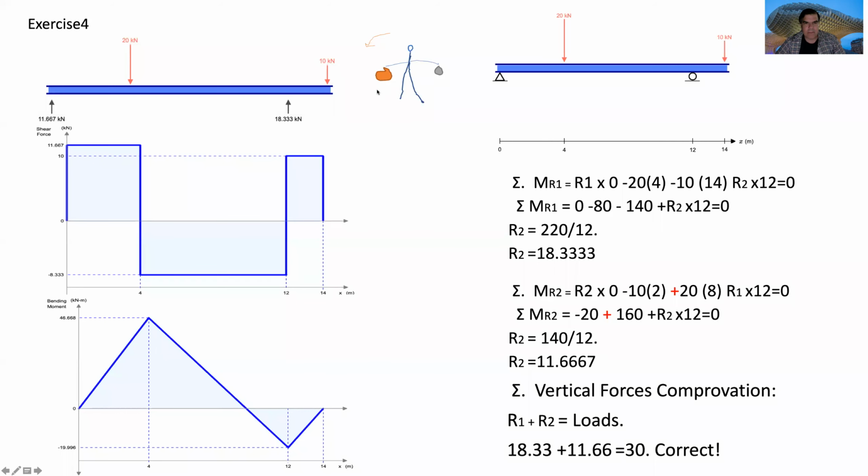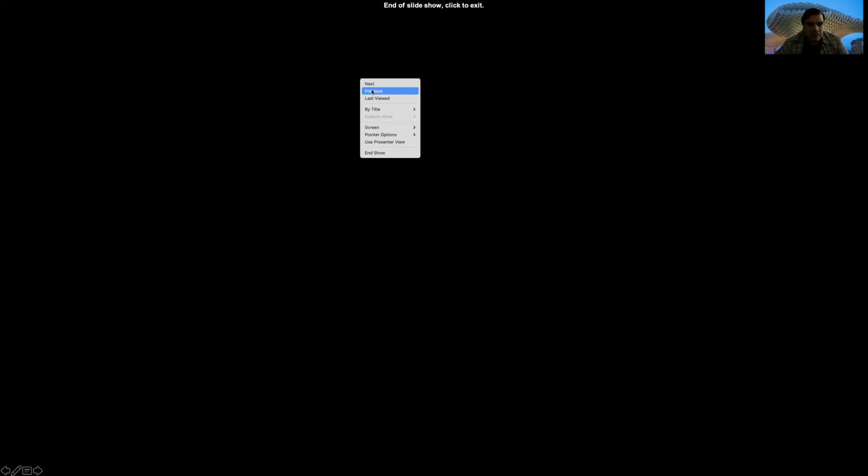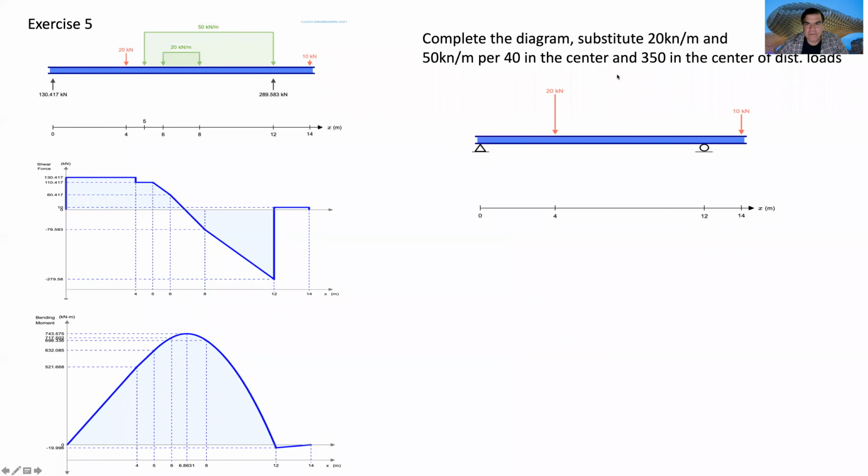Finally, let's go to the last one. The last one will be calculated by you guys. And I will explain you what you will be doing. You need to complete the diagram and substitute 20 kilonewtons per meter and 50 kilonewtons. Oh, I'm sorry, let me go back. You will substitute 50 kilonewtons that is here, okay, by 40 in the center and 350 in the center of the distributed force.